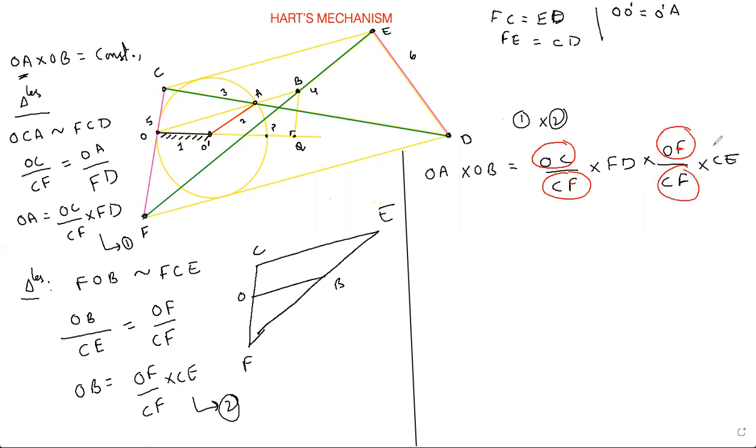So CE is not constant. So in the end we can write OA multiplied by OB is equal to FD into CE multiplied by your constant, right? Whatever constant you can see, that constant is here. So FD into CE. What is FD here? FD is here, CE is here.